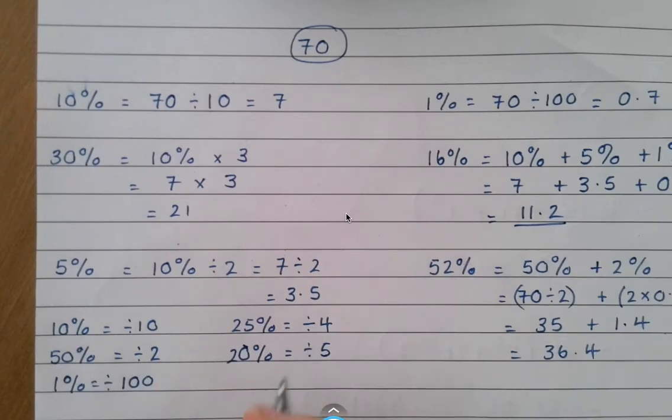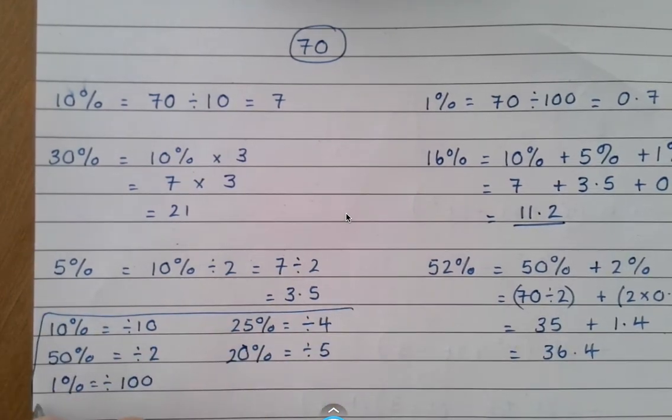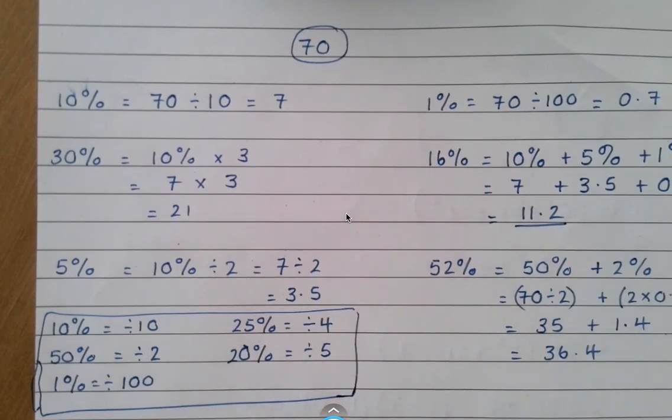Okay, and then what you need to do is use multiples, so things like halving 10% to find 5%, timesing 10% by 4 to find 40% and things like that. So they're like your key building blocks to each question.